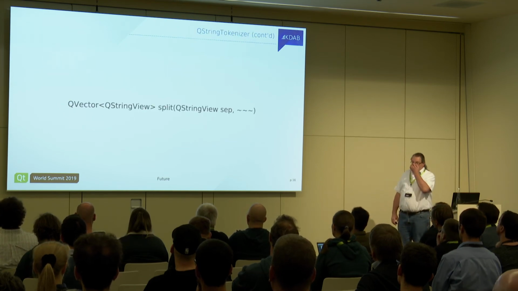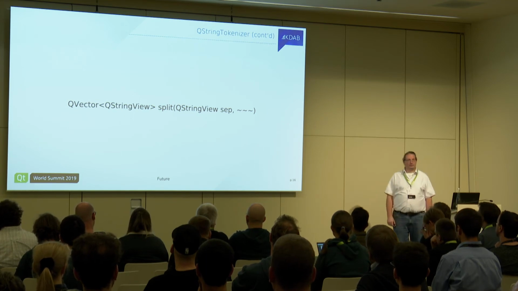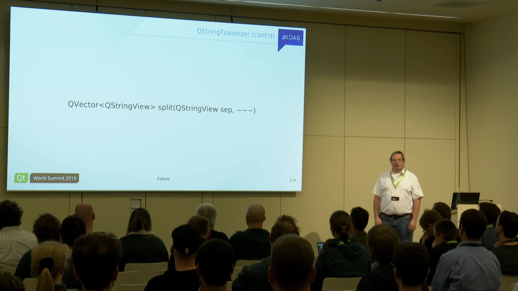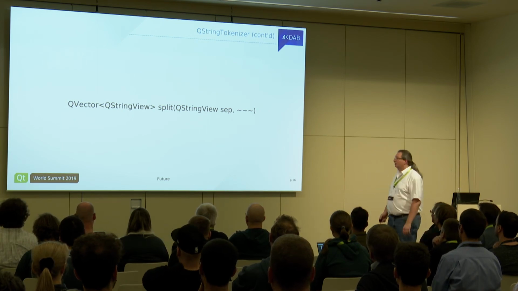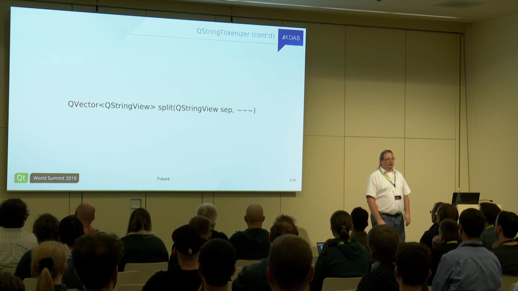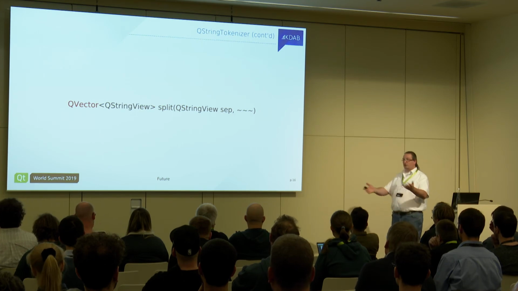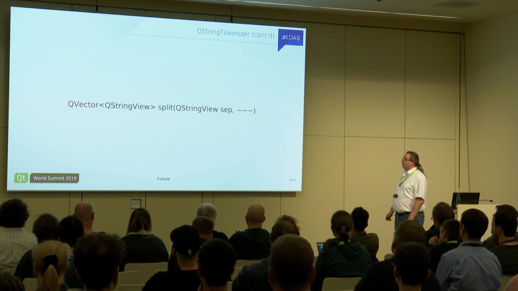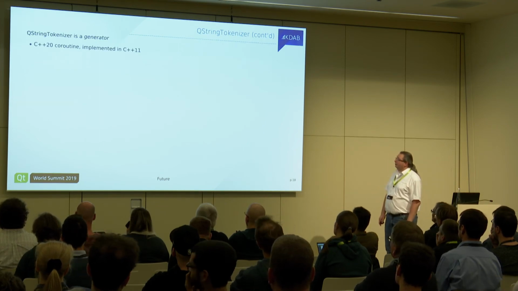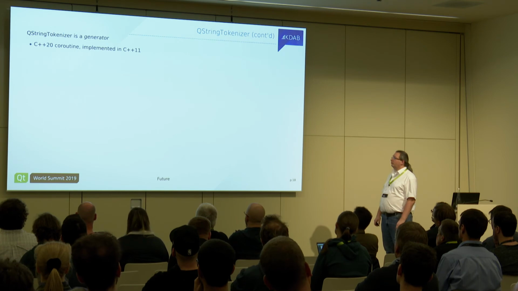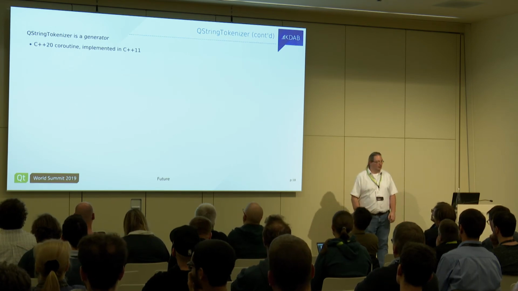So what's the deal with split? Why did it take so long? What's the problem here? Remember, we are using QStringView to reduce the number of allocations. That's the problem. QVector is a dynamic container, so it needs to allocate memory because it does not know how many elements you will feed it. So the solution here is QStringTokenizer. It's basically a generator, the concept of a generator. It's a C++20 coroutine, but implemented in C++11.